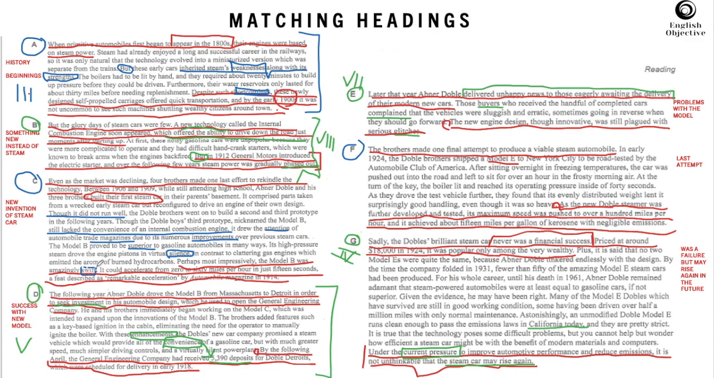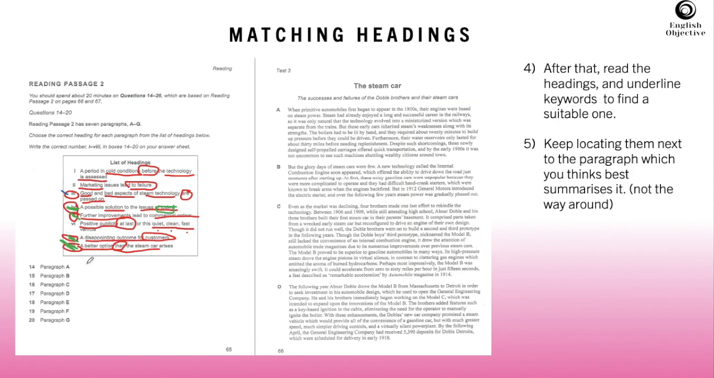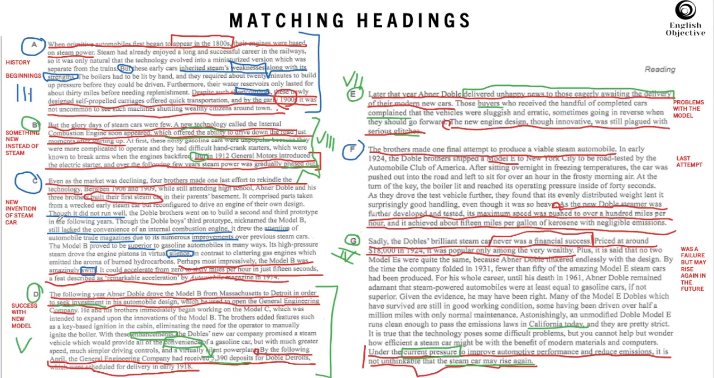Okay, so we do have a lot of adjectives in this case to describe the vehicle. So silence, I remember that there is one heading speaking about quiet, and swift, the meaning is fast. Yeah. So let's see. So we have quiet, clean, fast. Positive publicity, at last, finally.